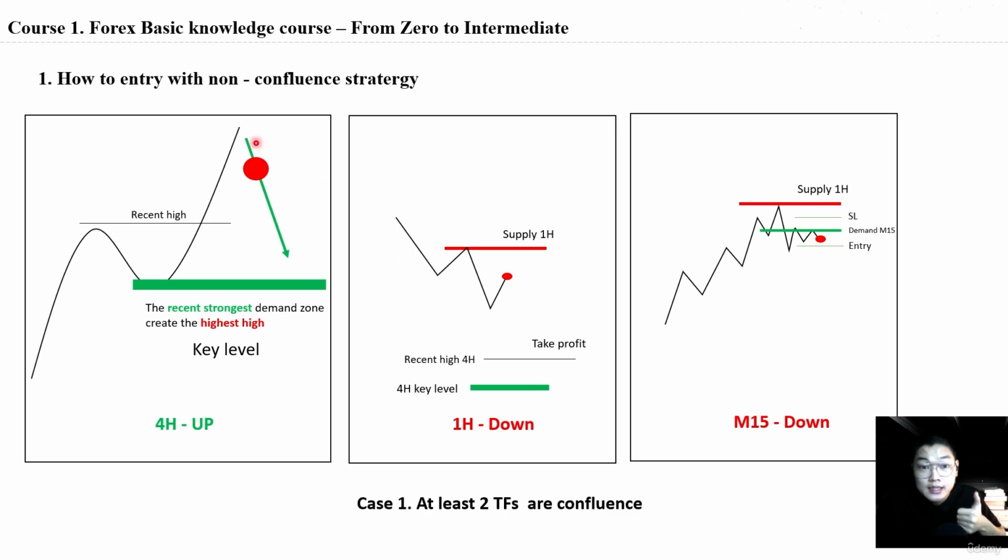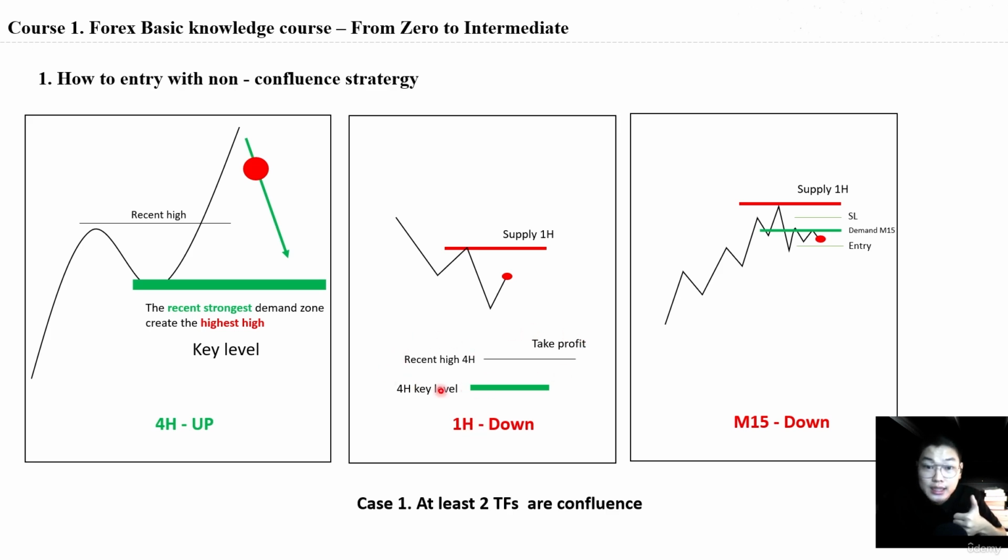When you come back to the 1 hour, you can see that the price has pulled back against the 4 hours, and in the 1 hour you can see the price is also below the supply zone of the 1 hour, and the structure is lower lows and lower highs. It means that the 1 hour is a down movement.